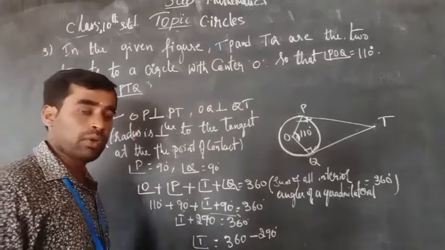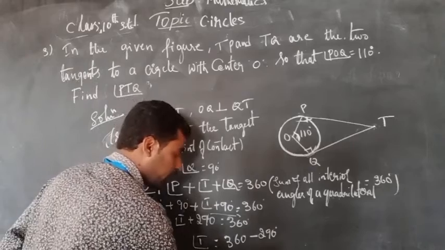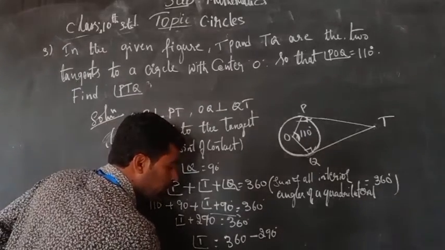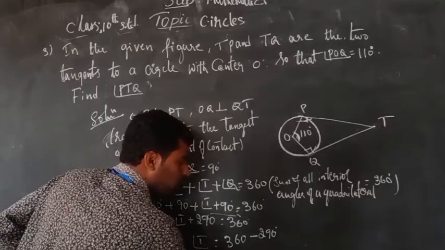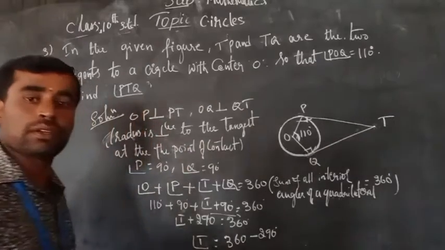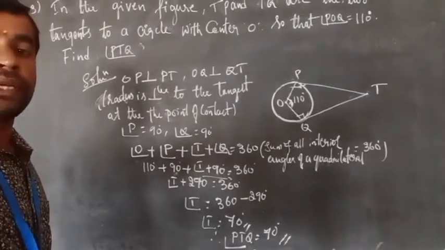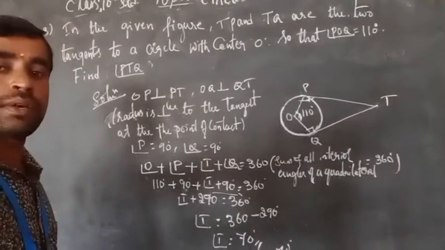Therefore, we can write angle PTQ is equal to 70 degrees.